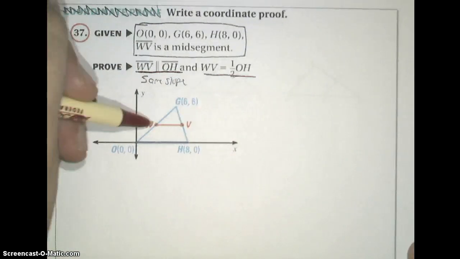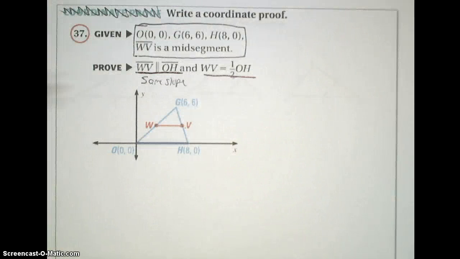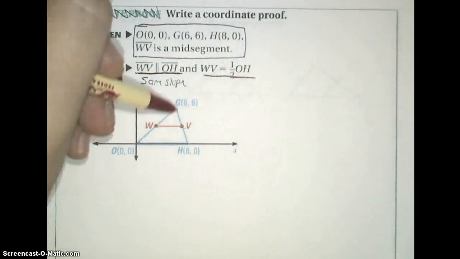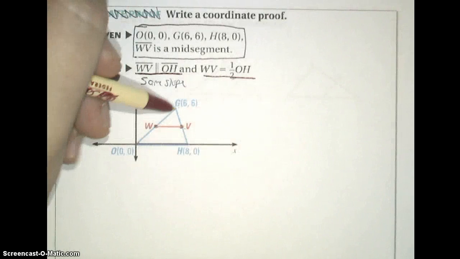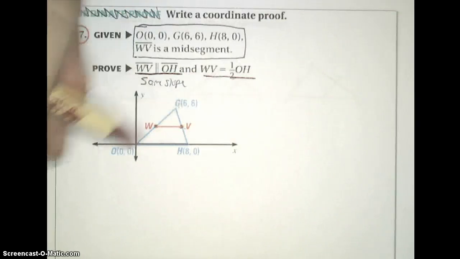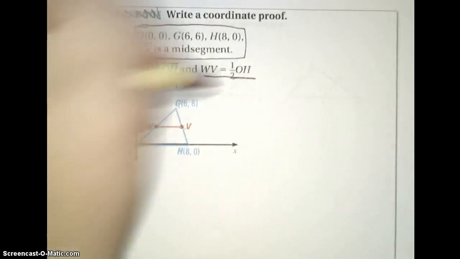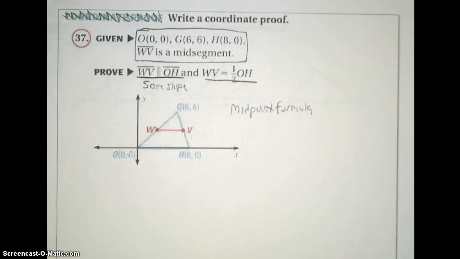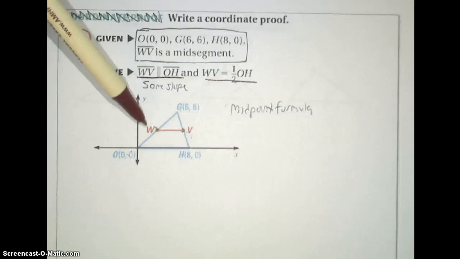To begin this, we've got to find the coordinates of W and V. We know WV is a midsegment, meaning W is the midpoint of O and G. If we have the endpoints of this segment, we can use the midpoint formula to find the coordinate for W and the coordinate for V. The midpoint formula, as we recall from the beginning of this course, is just the average of the x values and the average of the y values.